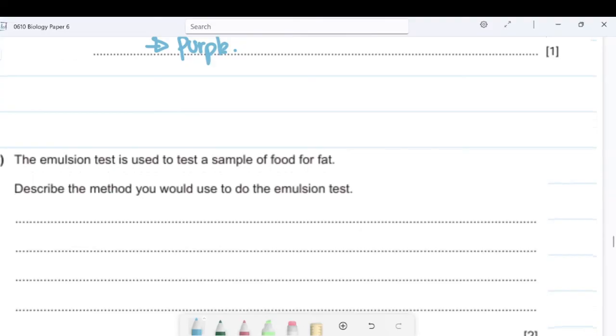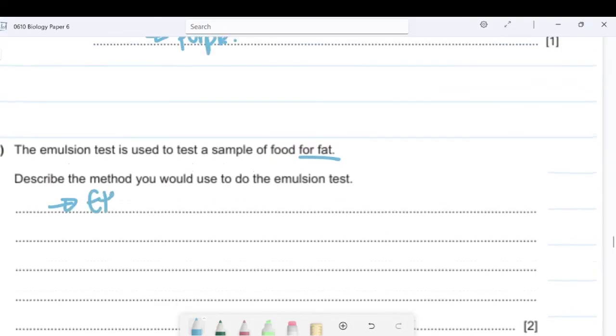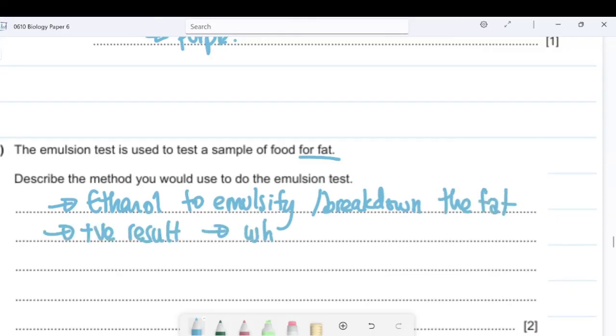Emulsification test is used to test for fat. What's the method? Describe. 2 marks. You're gonna use ethanol to emulsify/break down the fat. Show the examiner you know what you're talking about, okay? Don't just say ethanol. And then your positive result is white precipitate.